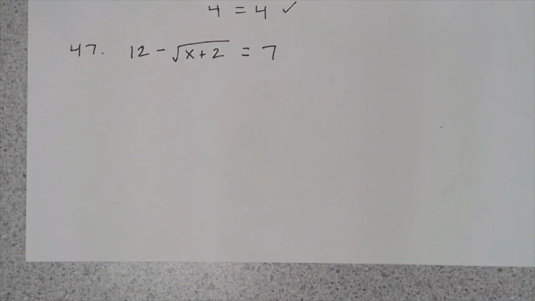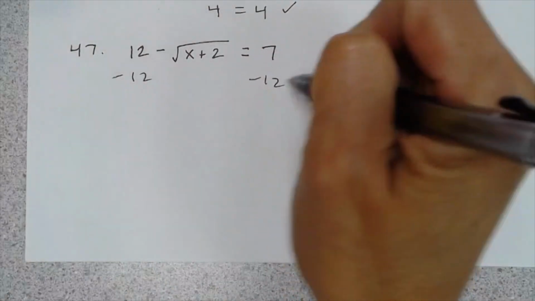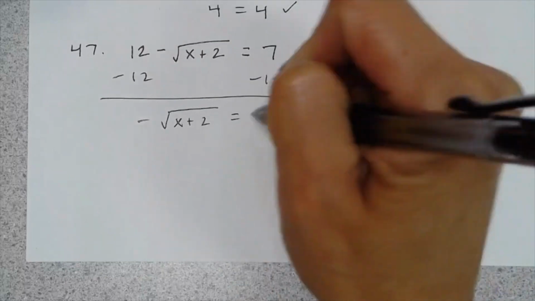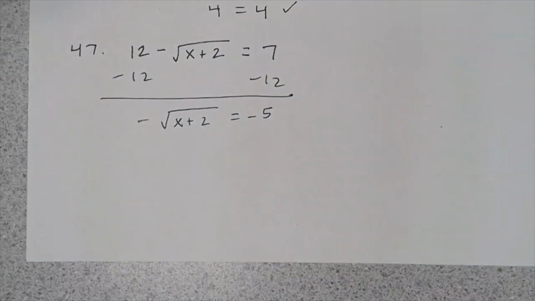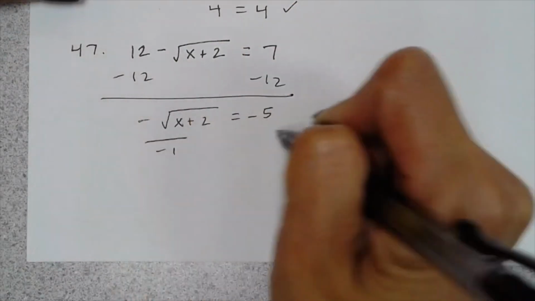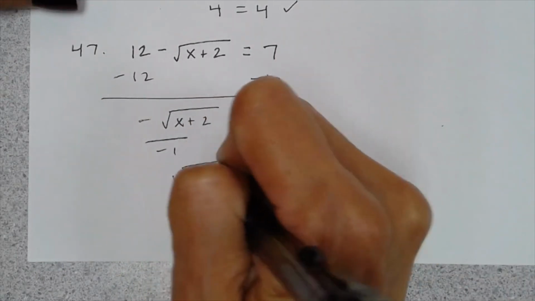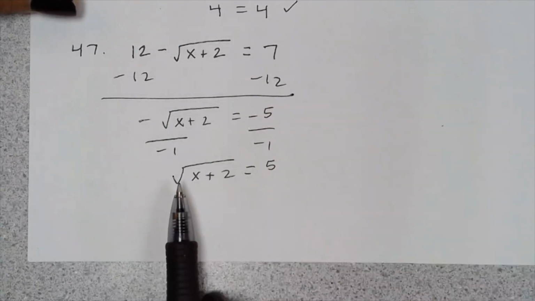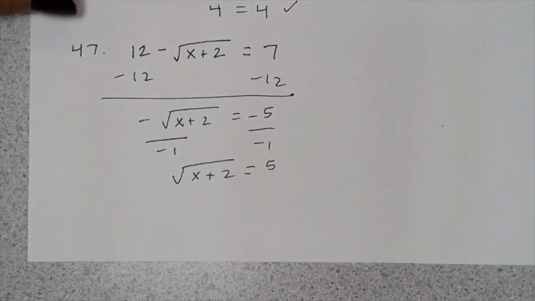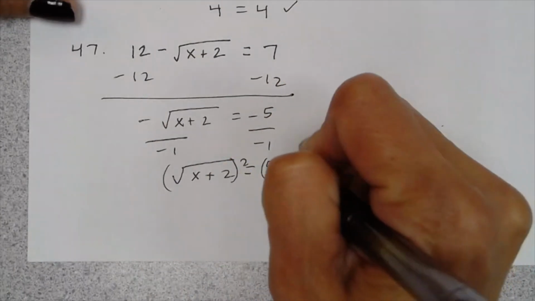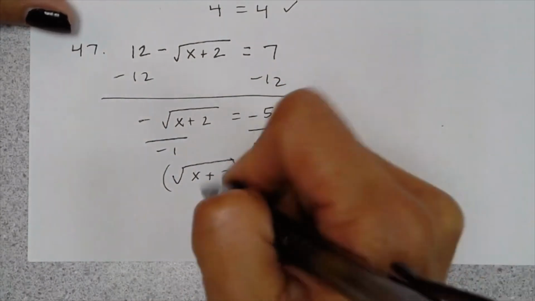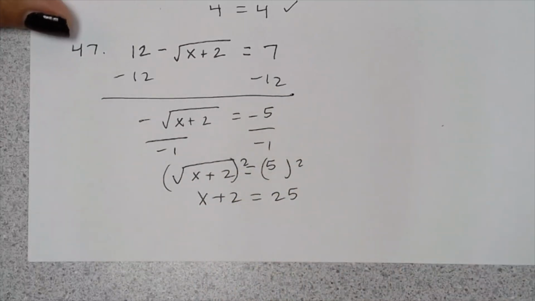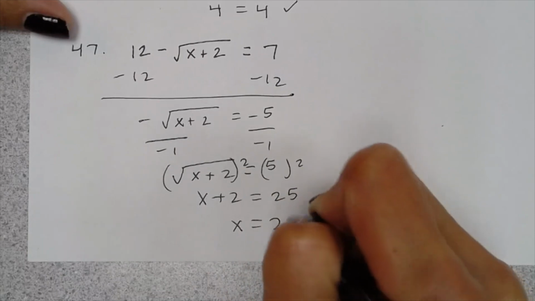First step on number 47 is we're going to subtract 12 from both sides. So you end up getting negative 5. Now we're going to divide both sides by negative 1. So what we've just done is we isolated the radical. Again, we got the radical all by itself, and now we're ready to square both sides. So we're going to square both sides of the equation. The square root and square cancel each other out, so you get x plus 2 equals 25. And then last step, you're going to subtract 2, so you get x equals 23.